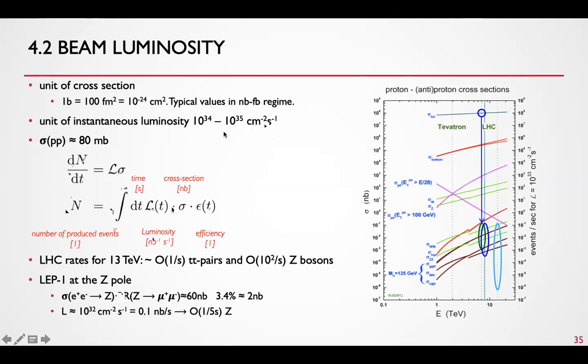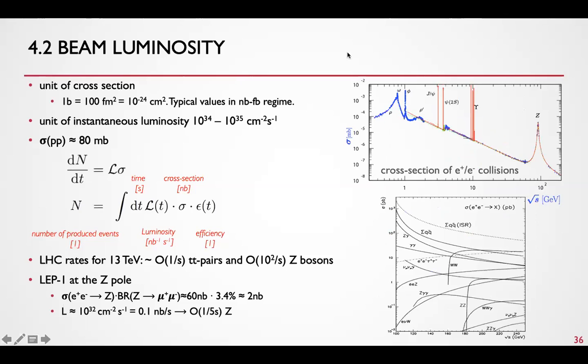So you can now take your favorite collider project, look at the cross-section, multiply the two numbers, and see how many events you would get. And that will tell you whether you can actually look for the Higgs boson, for a supersymmetric particle, for a dark matter particle, and so on. We're almost done for today.